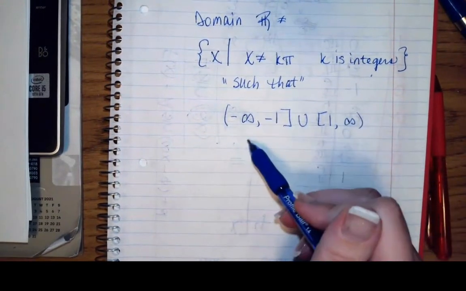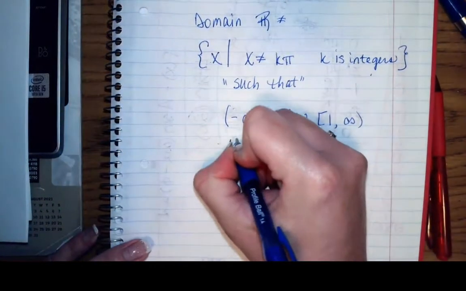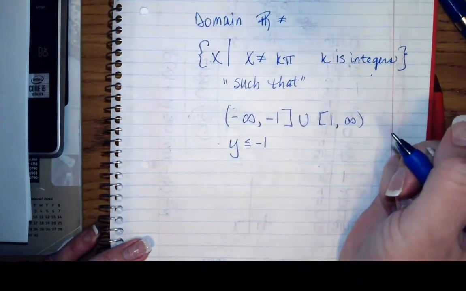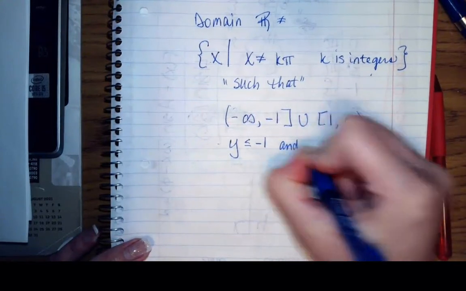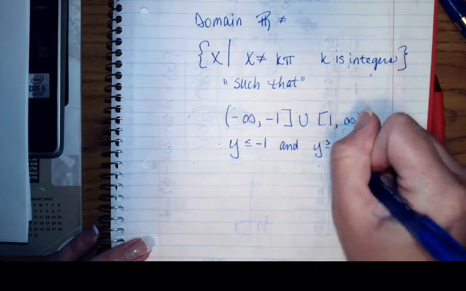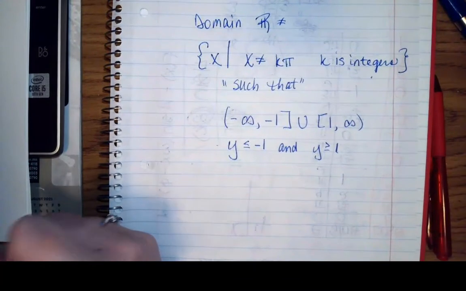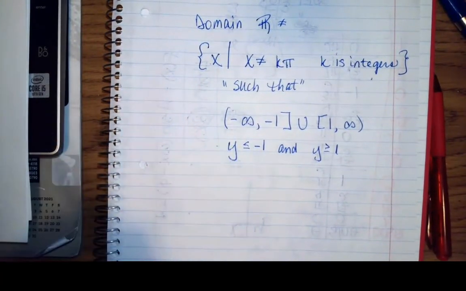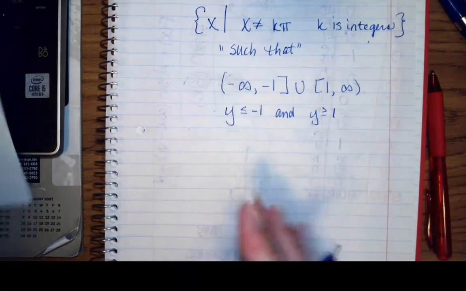So that is interval notation, or you can say y needs to be less than or equal to -1, and y needs to be greater than or equal to +1. That's just using inequalities. So now we know how to graph secant, which means we also know how to graph cosecant because it's just a phase shift. But let's talk about its domain and range real quick.